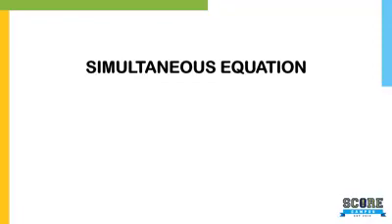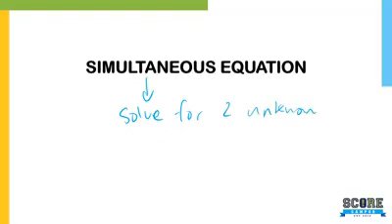Firstly, you need to understand what simultaneous equations are used for. They are used to solve for two unknowns, or two or more unknowns. That means your x and your y, your variables and everything like that. You are most likely learning this if you are a 13-year-old student or above. So let's get started.